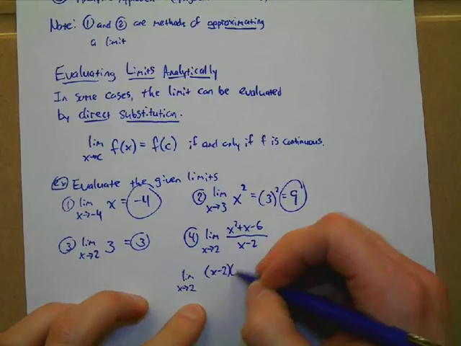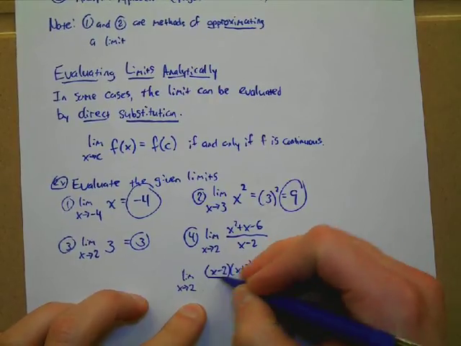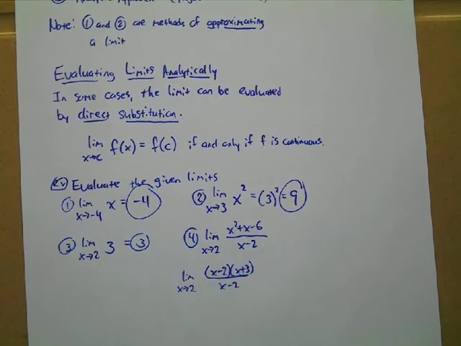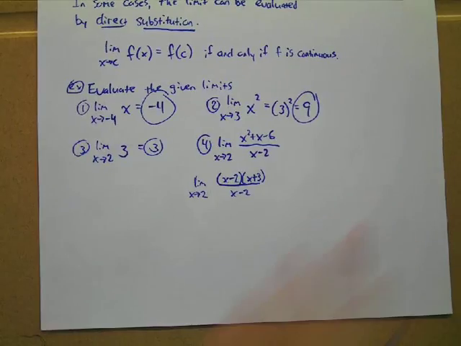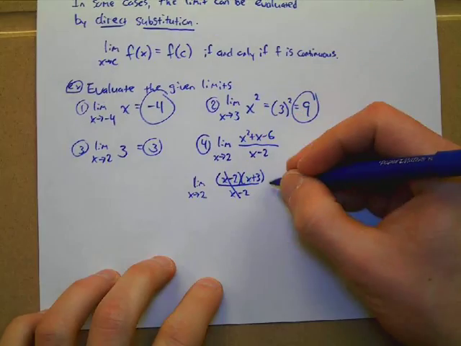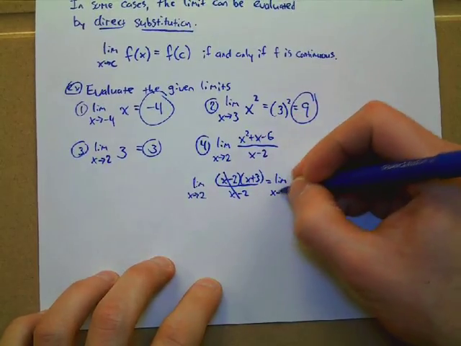Can I evaluate this limit? Is x plus 3 continuous? Yes. I can use direct substitution. Plug the 2 in for x. 2 plus 3 is 5. So this limit is equal to 5.